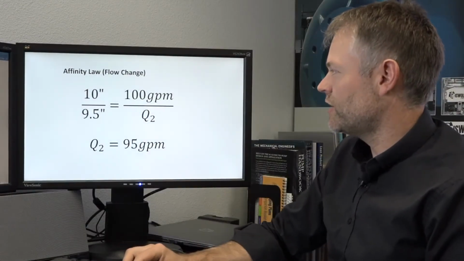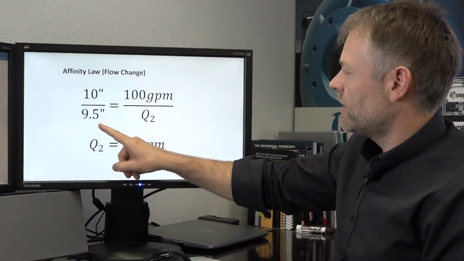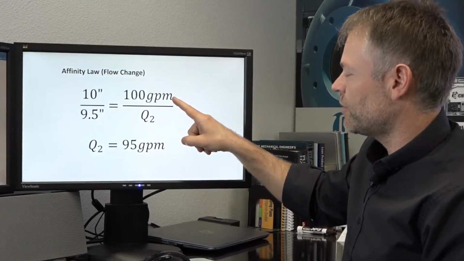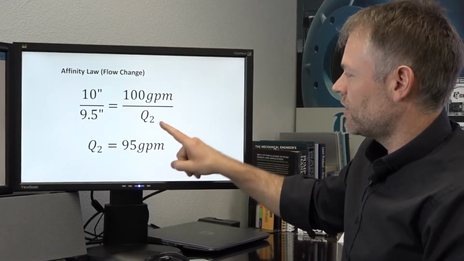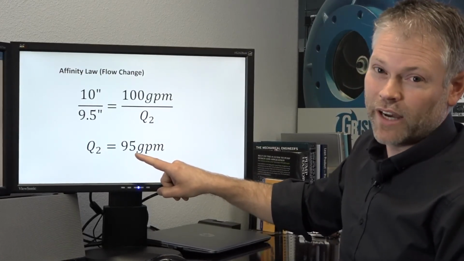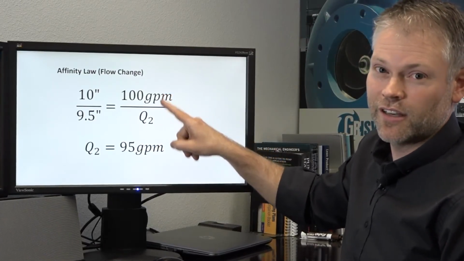Let's start with the change in flow, or Q2. If we use this equation here, 10 divided by 9.5 equals our original 100 gallons per minute. We can calculate for Q2 as 95 gallons per minute. So by trimming the impeller, the pump's flow is going to drop from 100 down to 95.